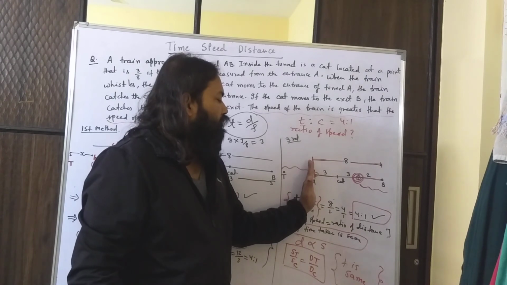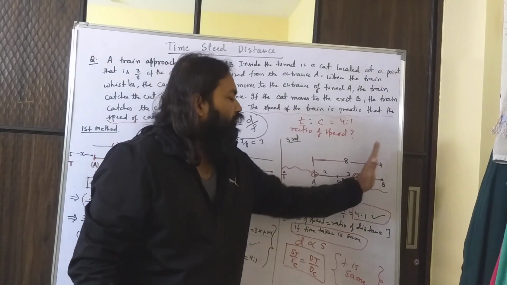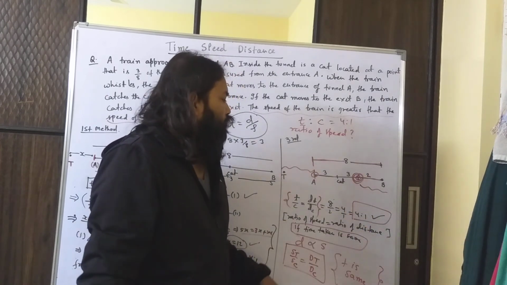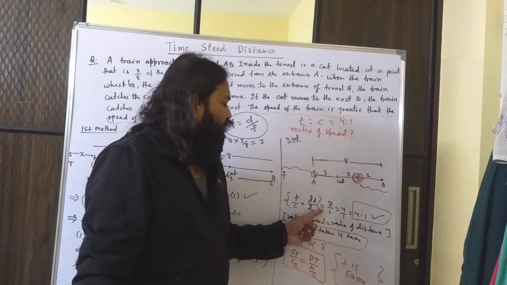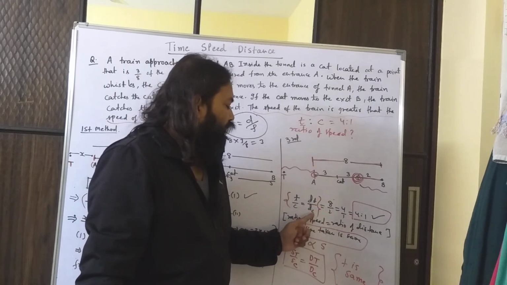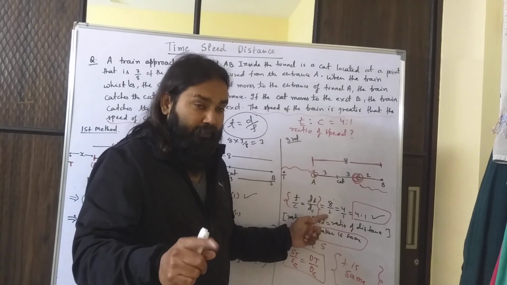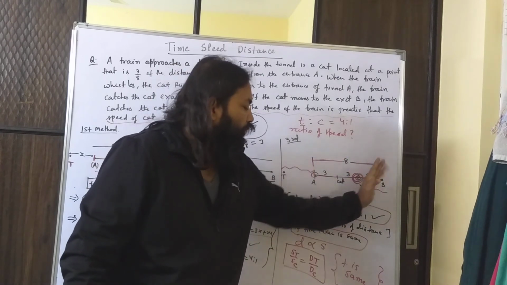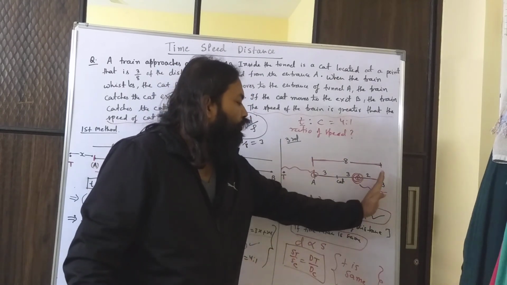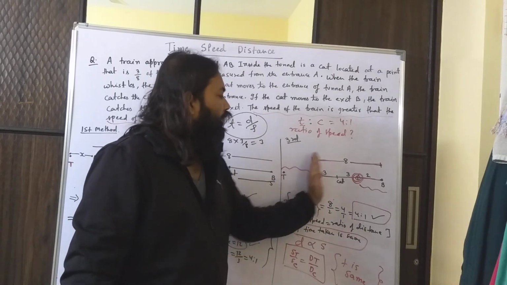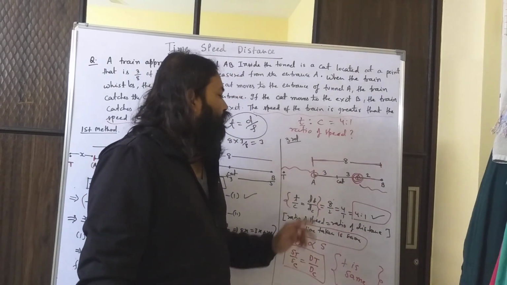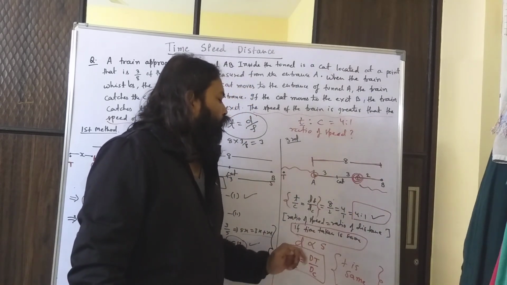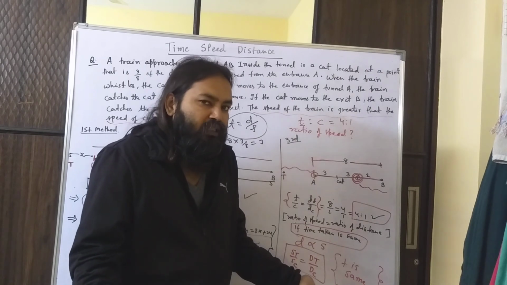Now in the next few seconds, the train has to cover the distance of 8 and the cat has to cover the distance of 2. Only then they will meet at the exit. So in the same amount of time that the train covers the distance of 8, the cat will cover a distance of 2. This is very important, guys. In the same amount of time, the train will cover a distance of 8 units and the cat will cover a distance of 2 units. So the ratio of distance will be 8:2. The distance traveled by the train to the distance traveled by the cat is going to be 8 by 2, which is 4 by 1, and the same will be the ratio of their speeds.